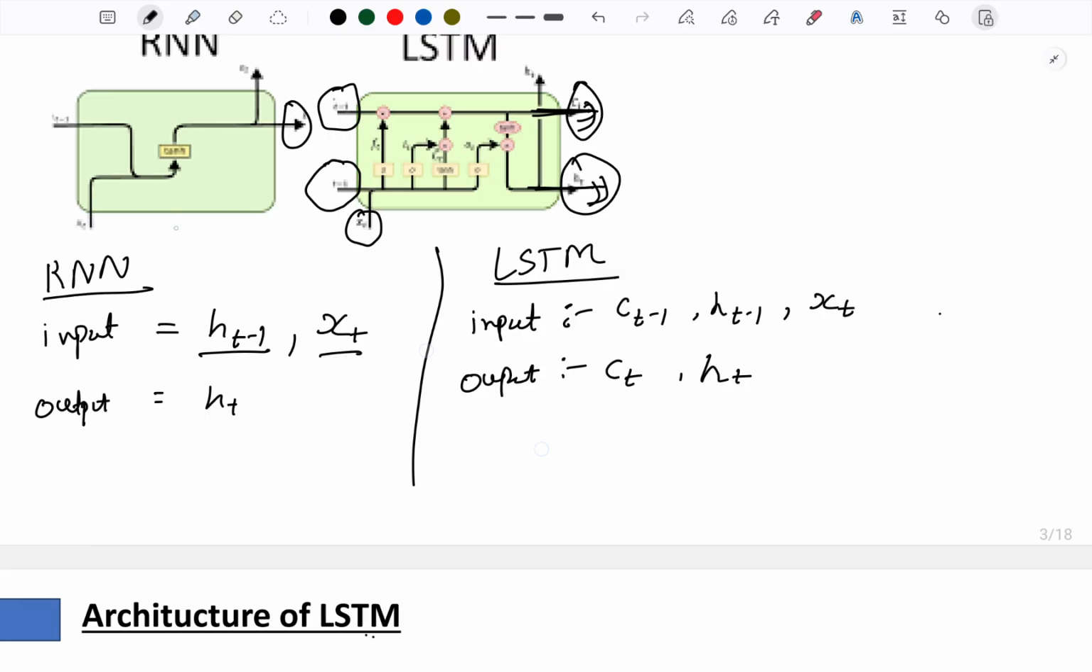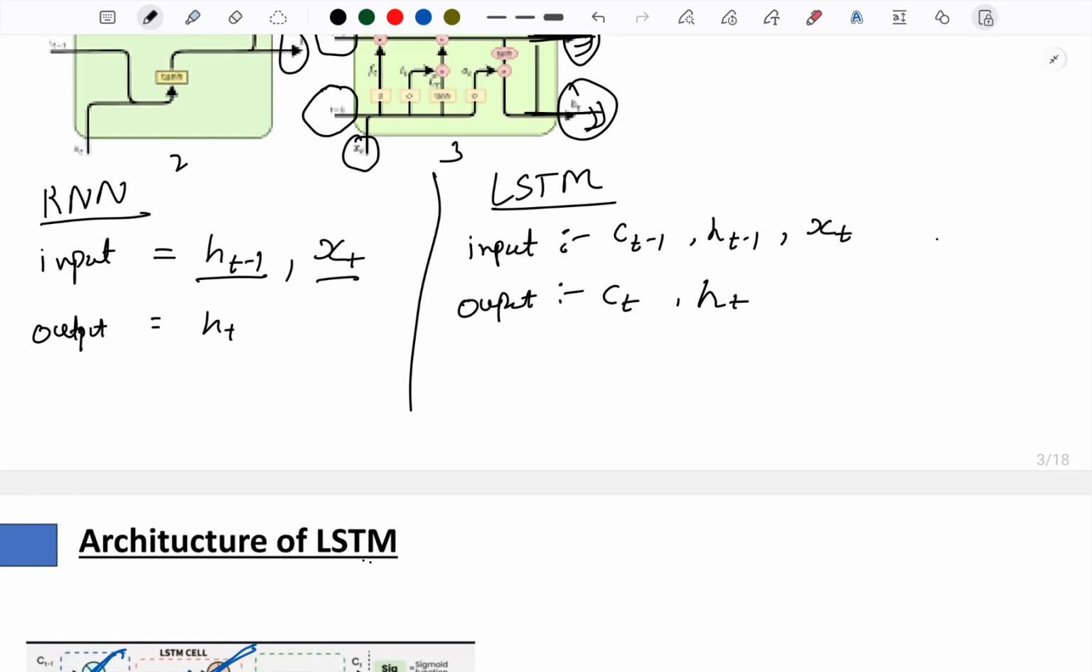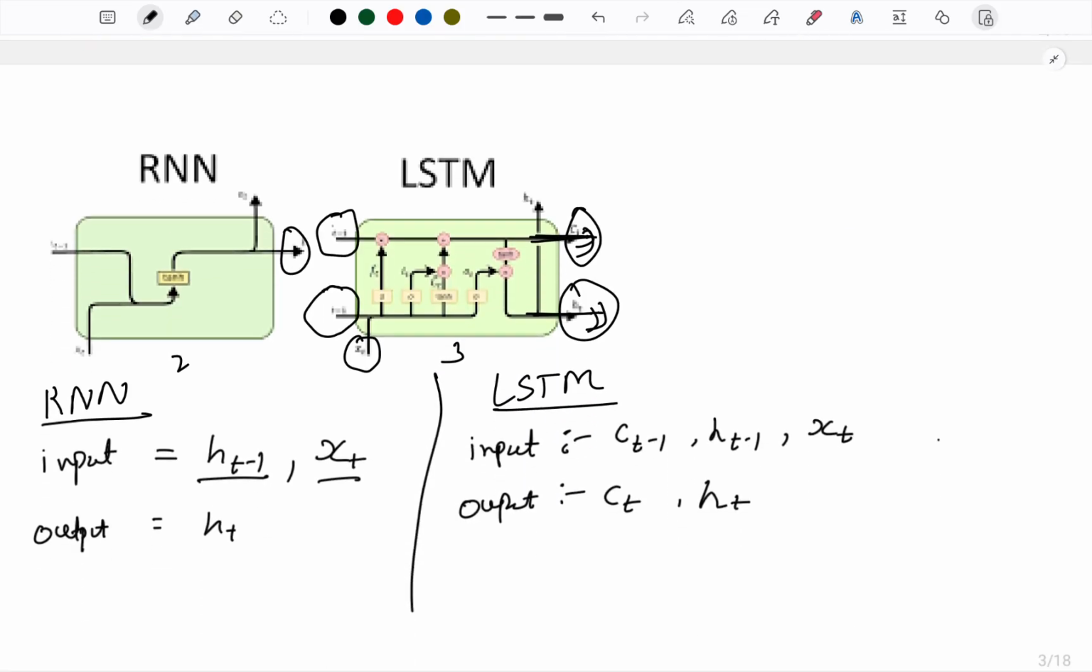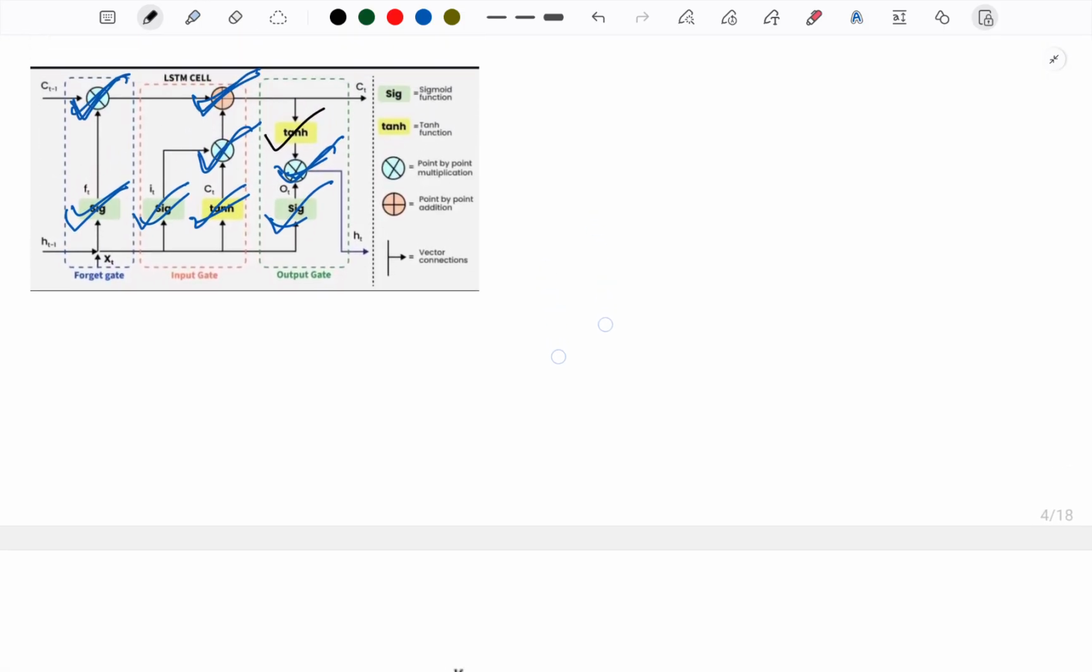What about the input? In RNN you have two inputs, whereas in LSTM you have three inputs, because you are maintaining a long term and short term context, so you also require the previous state's long term and short term context data. Understand the topic? Okay. Now we are ready to move on to the architectural portion of the LSTM.